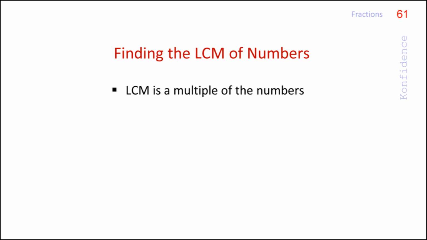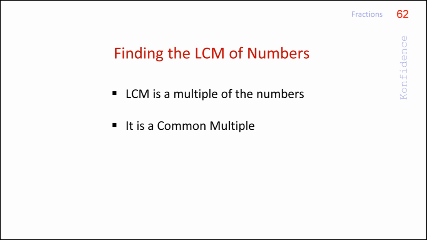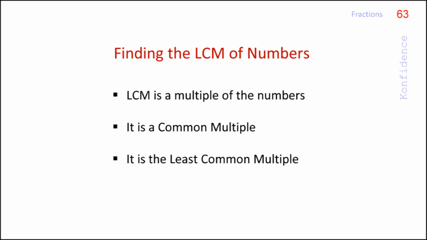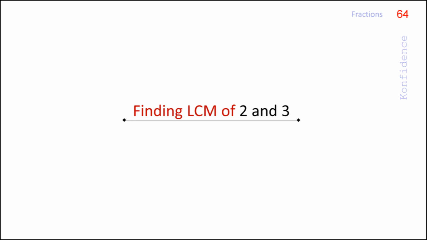First thing that we should understand is that LCM of two numbers will be a multiple of both the numbers. It should be a common multiple of the numbers, and it would be the least common multiple. Let us understand this with the help of an example. Let us start with two small numbers, 2 and 3. LCM of 2 and 3 should be a multiple of 2. It should be a multiple of 3.